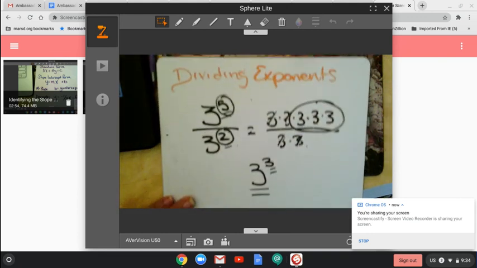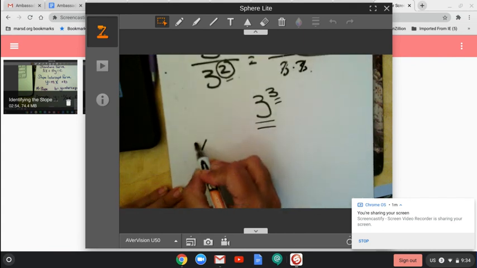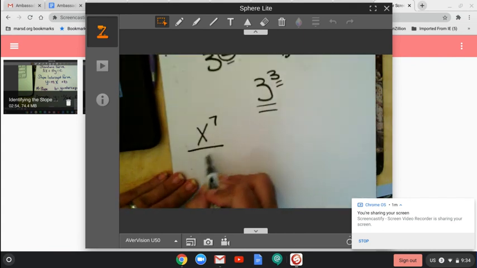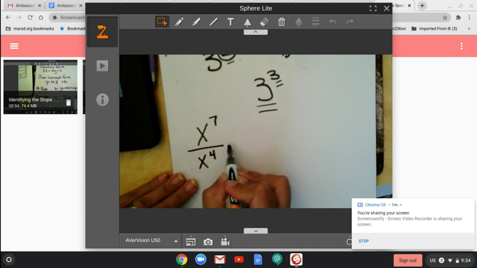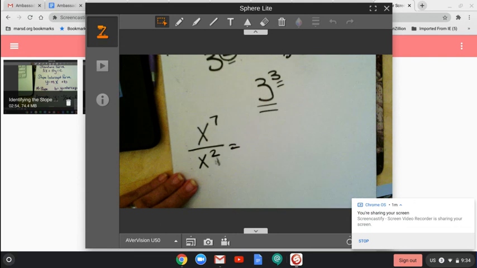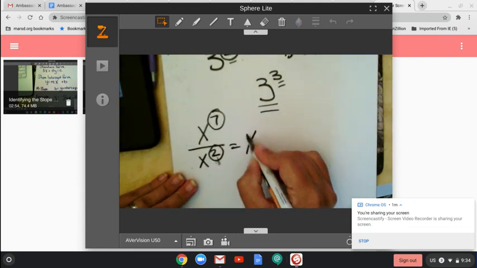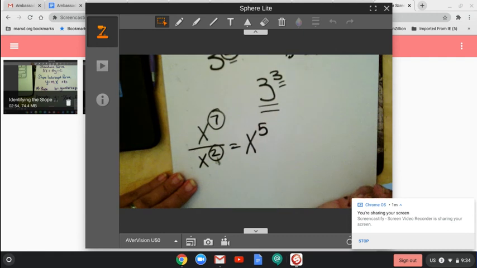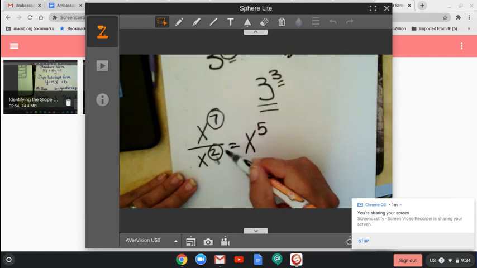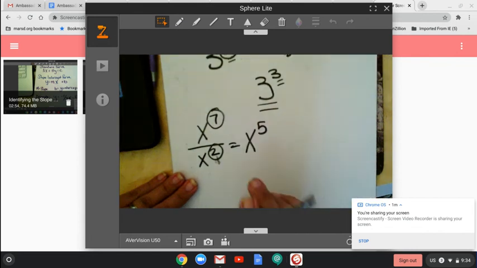So to divide exponents with the same base, let me change it, maybe 2, okay? So we're going to do 7 minus 2 is 5. You have 7 on the top and 2 x's on the bottom. If you were to cross them out, there would be 5 left over on the top.